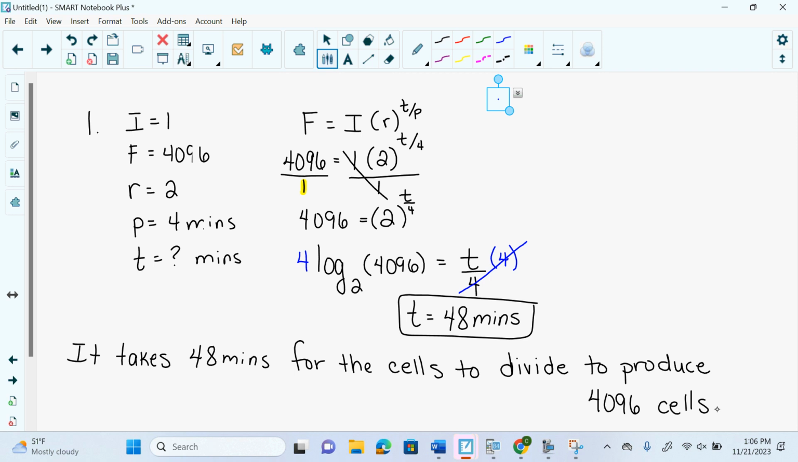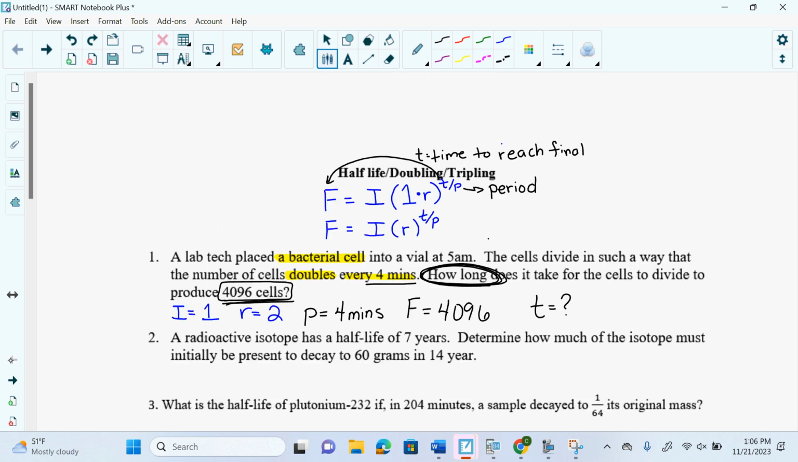So if I ask you, it takes 48 minutes, what is it? You could say it takes 48 minutes for the cells to divide to produce 4,096 cells, right? You're saying there's cells dividing, and they're going to produce 4,096 cells. So you're explaining yourself. All right.